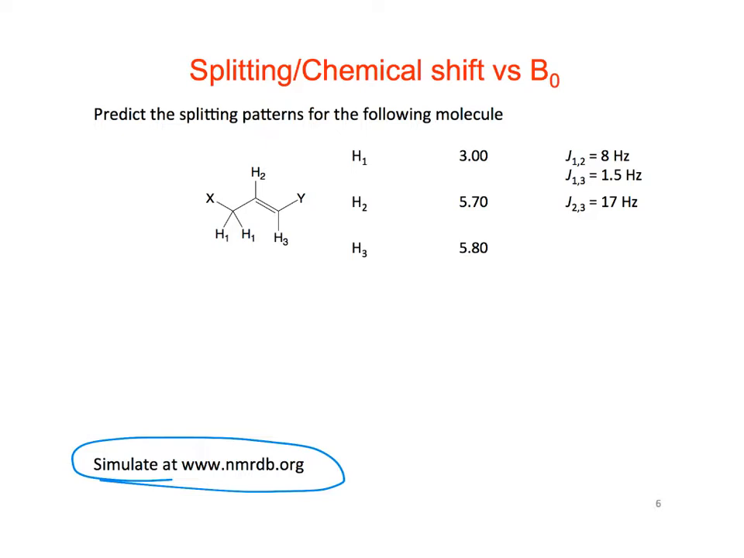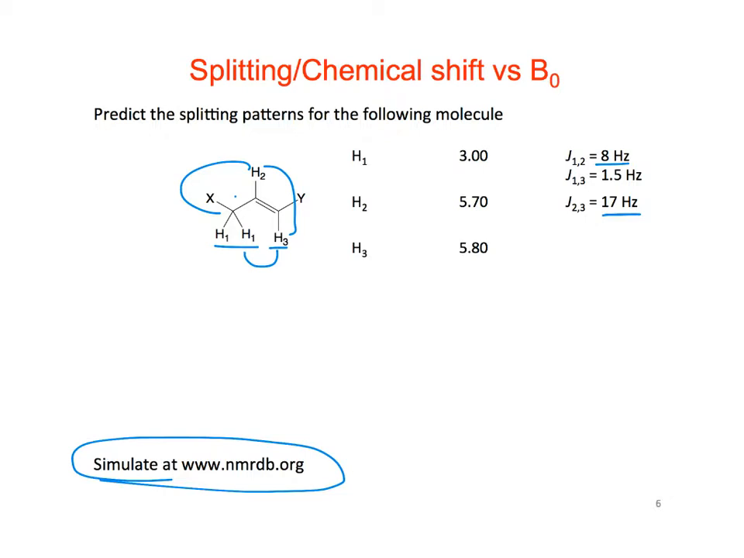So I'm not going to draw it here, but let's think about what we would see anyway. This X and Y are just some groups that don't have protons, right? So we're limiting the coupling to what we've seen right here. Essentially we have this trans coupling here at 17 hertz, so we get a big coupling constant there. We'd have a small allylic coupling between H1 and H3, and then we have like an 8 hertz coupling from H1 to H2.